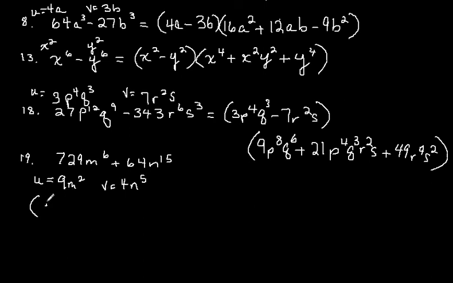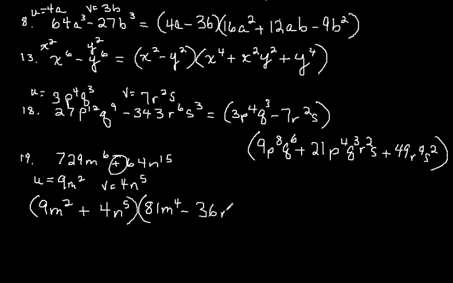So we have 9m squared plus 4n to the 5th, because it's just u plus v in the first one. Then it's this one squared, so it's 81m to the 4th. If this one's plus, this one has to be minus, so it'd be 36. Multiply these two together, m squared, n to the 5th, and then square this one, plus 16n to the 10th.